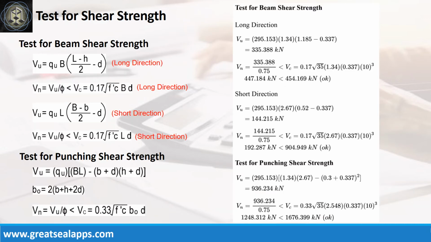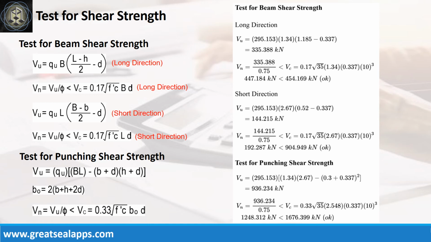The factored beam shear force at long direction is 335.388 kN. The nominal force is 447.184 kN, less than 454.169 kN concrete capacity. The factored beam shear force at short direction is 144.215 kN. The nominal force is 192.287 kN, less than 904.949 kN concrete capacity.